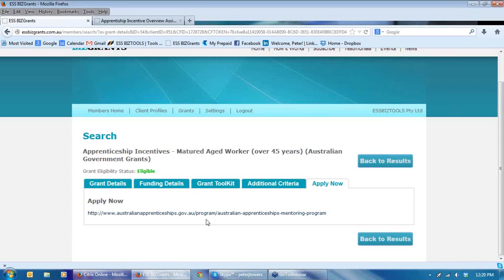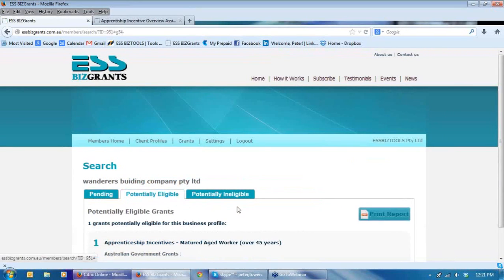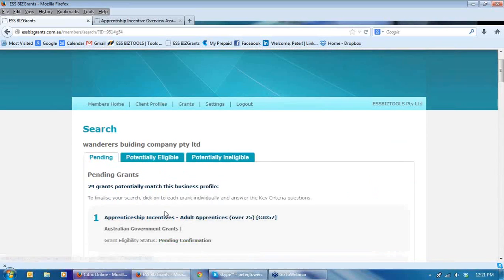The purpose of that is so you can have a read of what the application process requirements are, to get a feel for what sort of information that particular department is seeking. You don't have to complete it now. You can say, okay, we'll now go back to results. Now within results, if we click on potentially eligible, we have this one grant that we've looked at. Potentially ineligible, we got nothing yet because we haven't looked at any of the others.